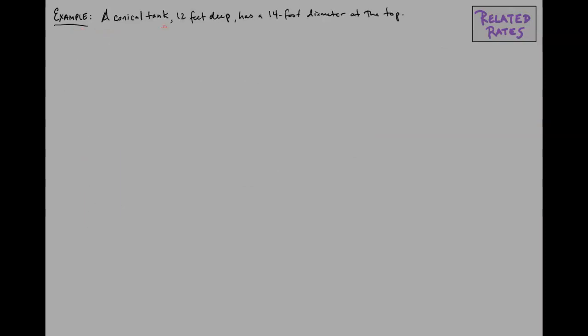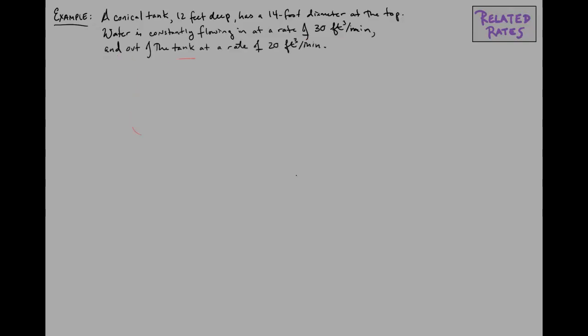A conical tank, 12 feet deep, has a 14-foot diameter at its top. Water is constantly flowing into the tank at a rate of 30 cubic feet per minute, and at the same time, out of the tank at a rate of 20 cubic feet per minute. And the question we must answer is this: how fast is the surface of the water rising when it is 6 feet deep at that particular moment?